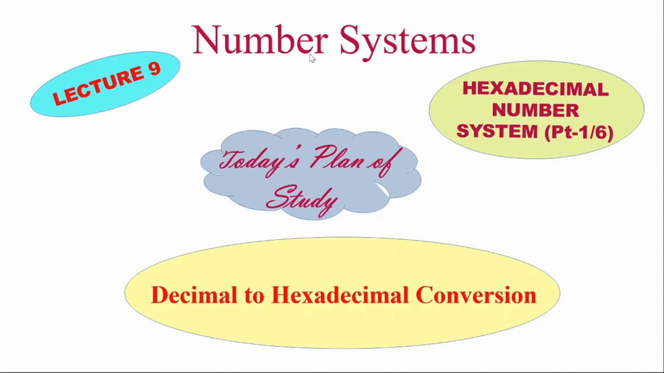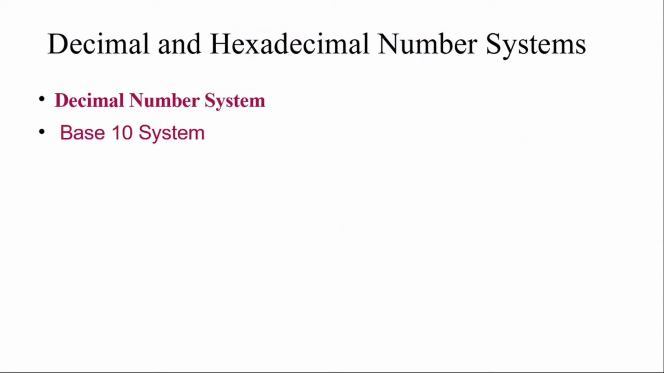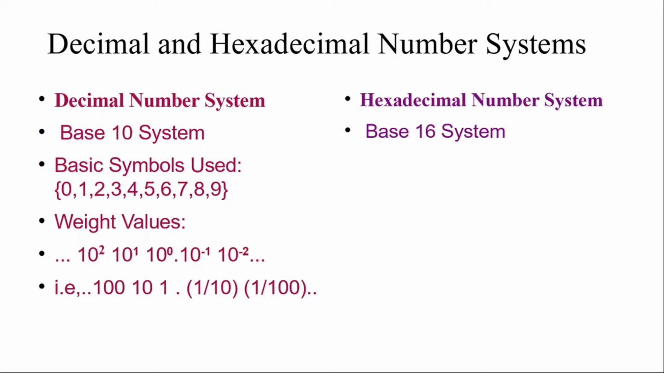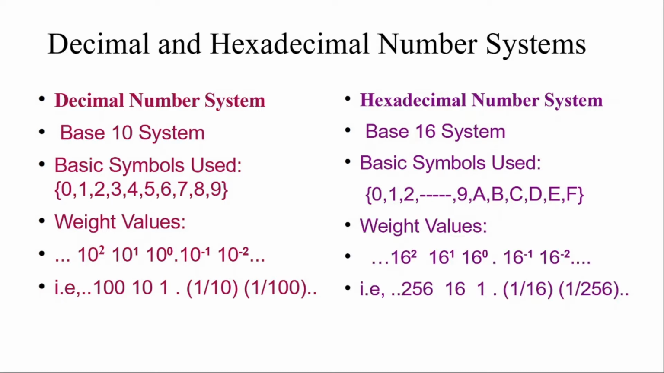Introduction to Decimal Number System and Decimal to Hexadecimal Conversion. We know that decimal number system is a base 10 system with 10 basic symbols 0 to 9, weights in power of 10, whereas hexadecimal number system is a base 16 system with 16 basic symbols 0 to 9 and A, B, C, D, E and F, weights in power of 16.